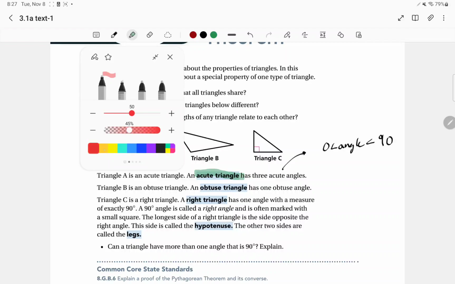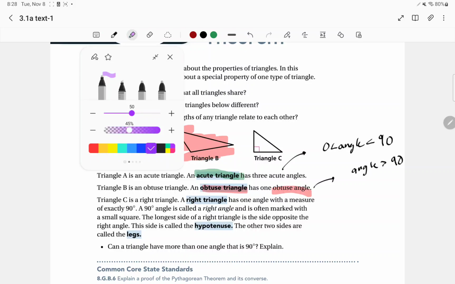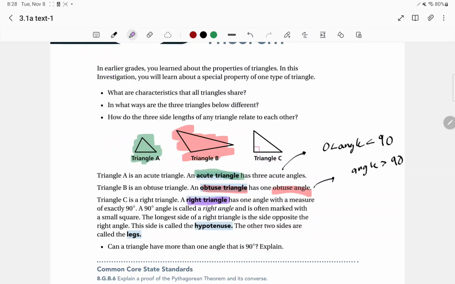An obtuse triangle has one angle that is obtuse. And so the term obtuse just means that it's an angle greater than 90. But obviously that angle cannot be anything greater than 180 because that's a straight line. So somewhere between 90 and 180, and this center one is an example of an obtuse. Then the last one would be a right triangle. That's where you have one right angle. Right there's your right angle. Therefore, this is a right triangle.